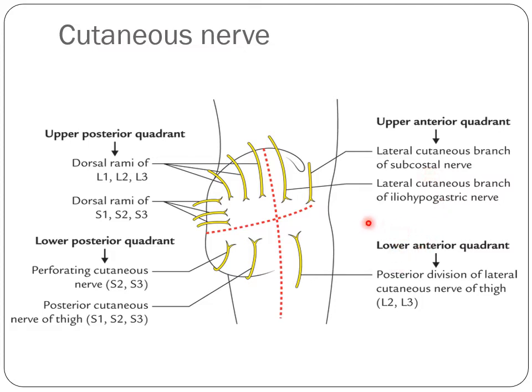The lower and lateral part is supplied by the lateral femoral cutaneous nerve. The lower and medial part is supplied by the posterior femoral cutaneous nerve and the perforating cutaneous nerve. Therefore, the dermatome between L2 and L1 remains unrepresented in the gluteal region. So this is the cutaneous innervation.